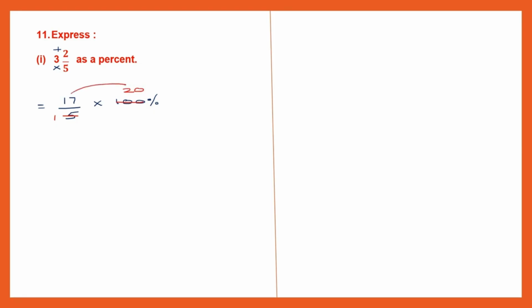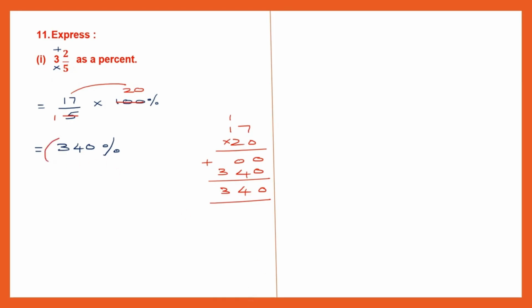Now multiply the numerators. That is 17 into 20. Begin with a 0. 2 sevens are 14, carry 1. 2 ones are 2, plus 1 is 3. So add this up, 0, 4, 3. We've got 340. So now let's write that, 340, put the percentage sign. So now what have we got here? We have got 3, 2 by 5 as 340%, which is our final answer.